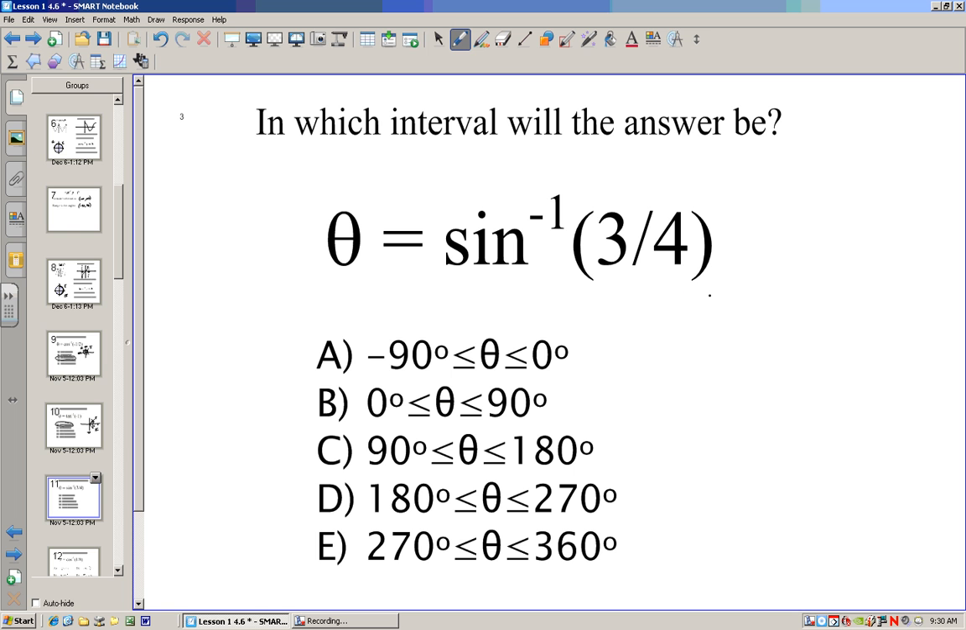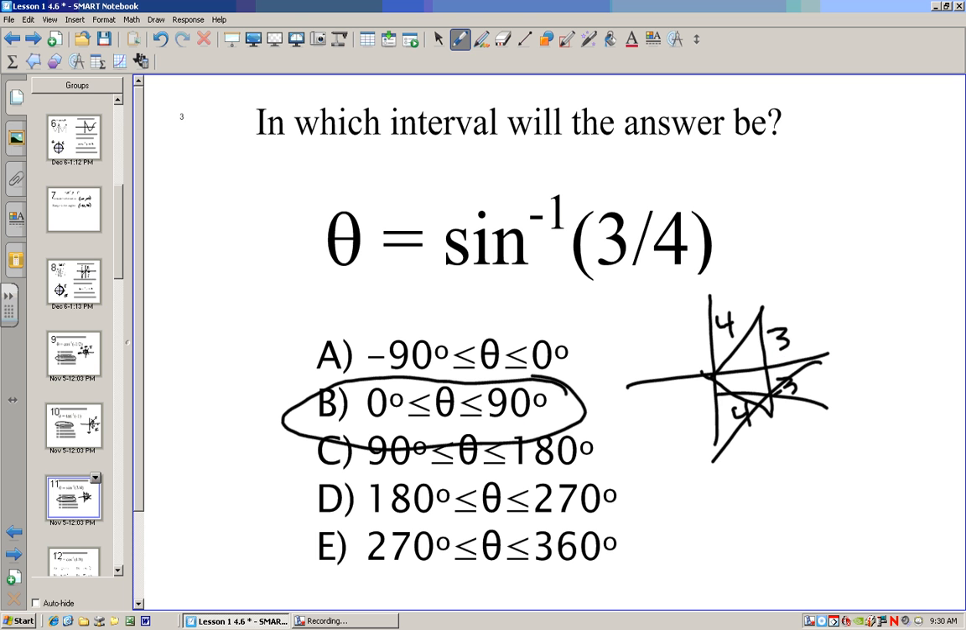Inverse sine of 3/4. So if I do these, the opposite over the hypotenuse has to be 3/4. And it's going to be -3/4 in quadrant 4. So it has to be in quadrant 1. So that's 0 to 90.